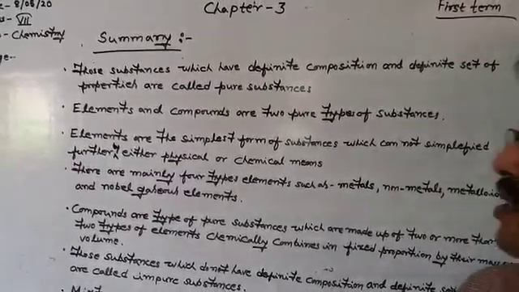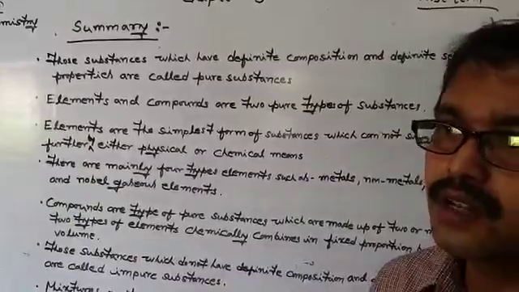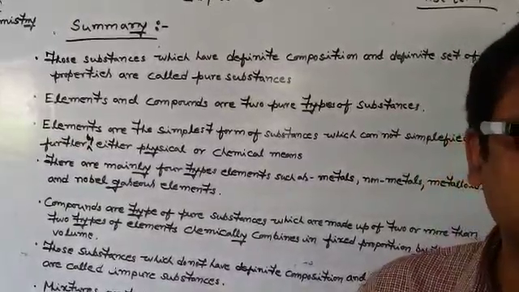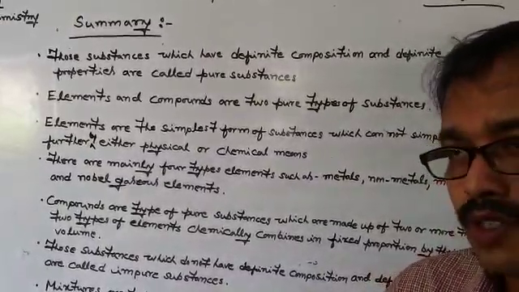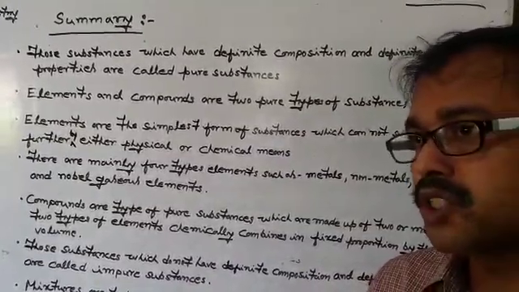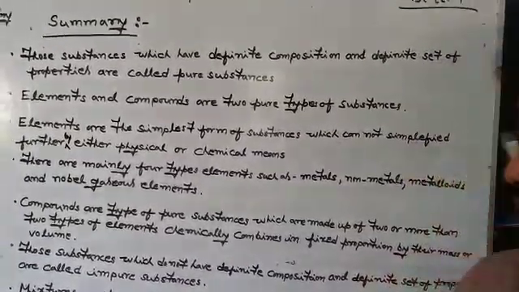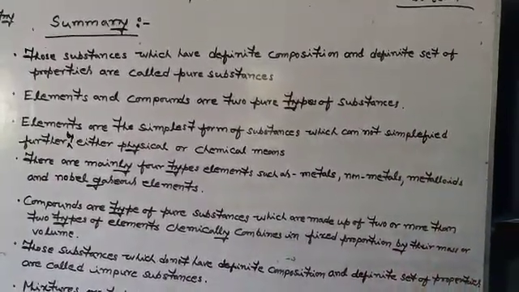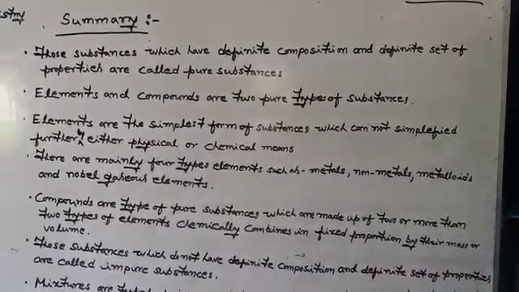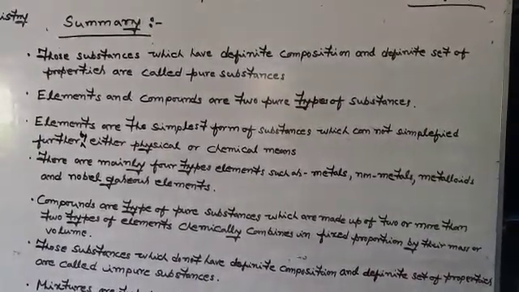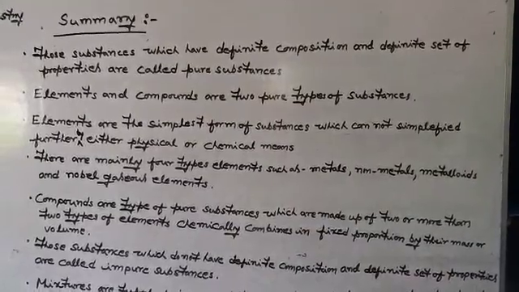Now what is a pure substance? Those substances which have definite compositions and a definite set of properties are called pure substances. That means their compositions never vary with time, place or conditions. They remain fixed, whatever the conditions, whatever the place.